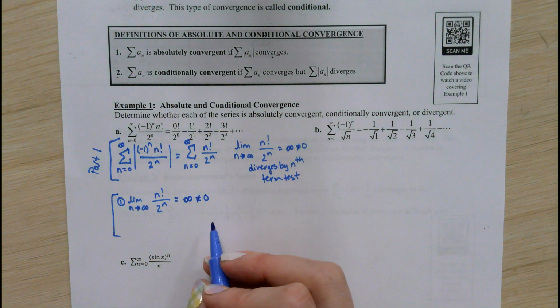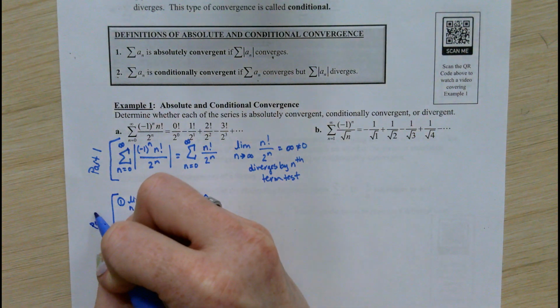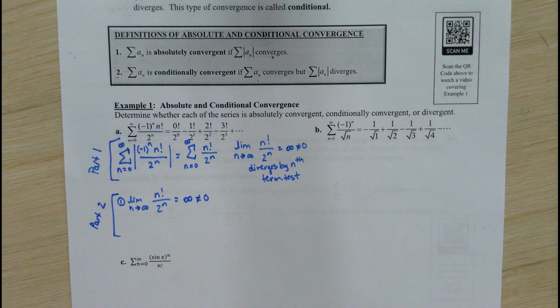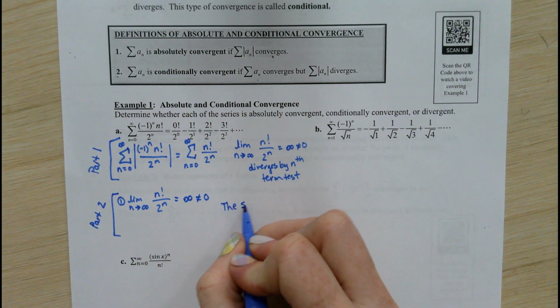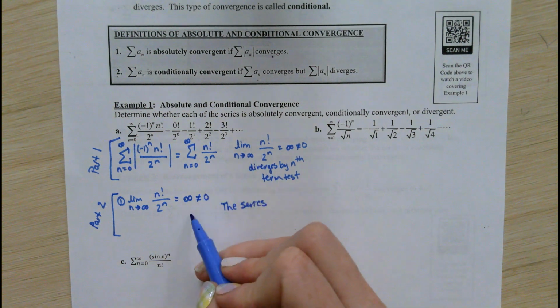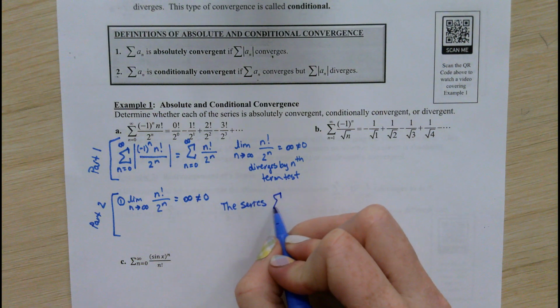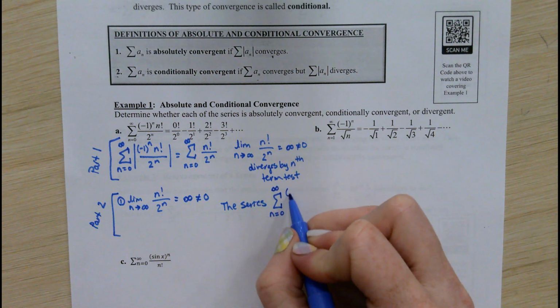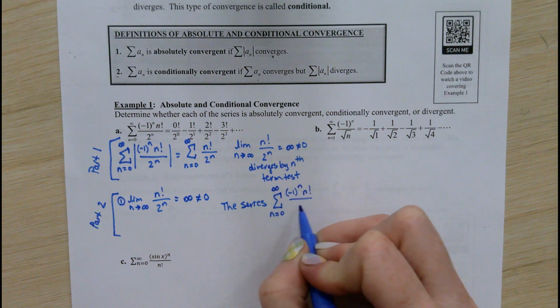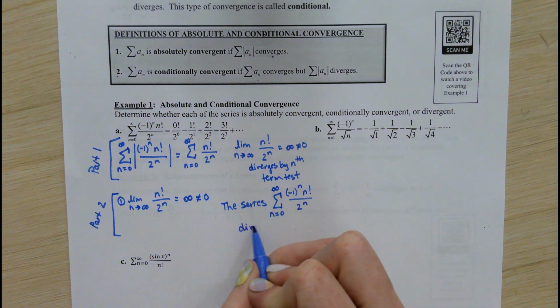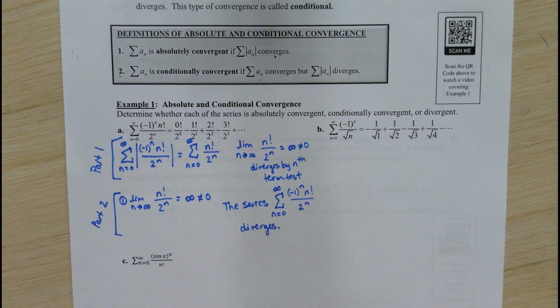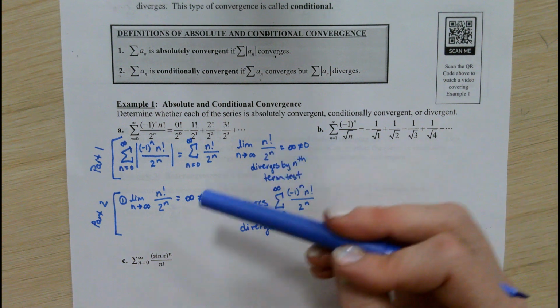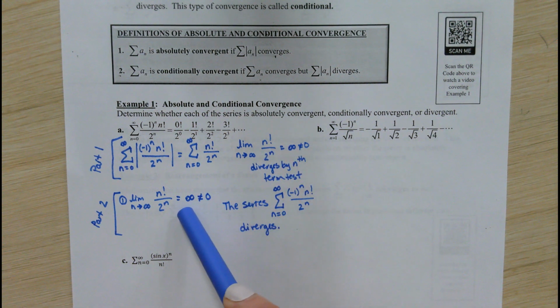So now we have the evidence that we need between a combination of part 1 and part 2 work here to make our conclusion that the series, and sometimes when you've dealt with multiple different series, you might want to just go ahead and rewrite it for clarity's sake. So our original series from n equals 0 to infinity of -1 to the n, n factorial over 2 to the n diverges. It did not converge absolutely, and it did not converge conditionally because it failed the alternating series test. Okay?